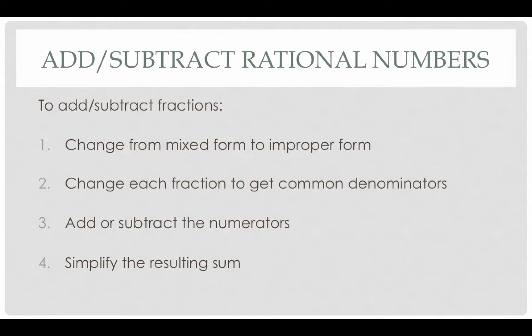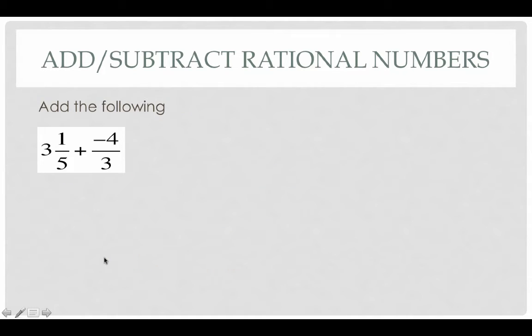Okay, let's review some adding and subtracting. From mixed number to improper form, here are the steps that we need to do. If we want to add or subtract fractions, we want to get them all to improper form. Make sure we have common denominators, so we're adding the same thing. And then we can add or subtract the numerators. And finally, simplify the results. Let's take a look at an example here.